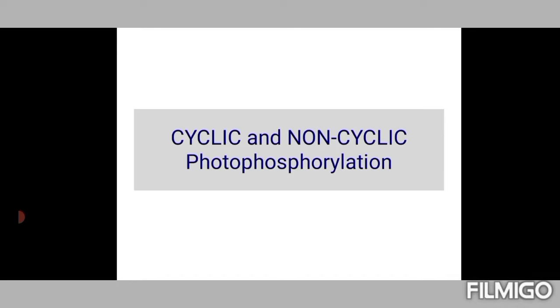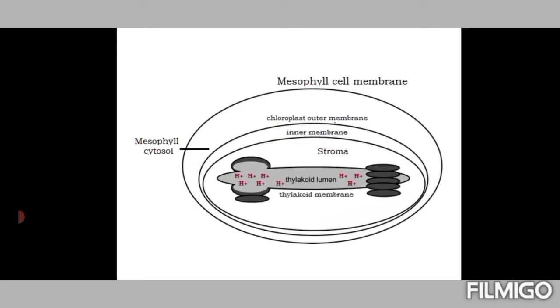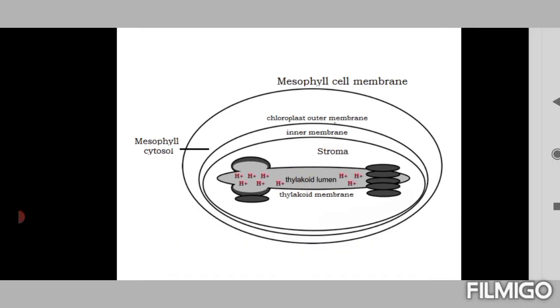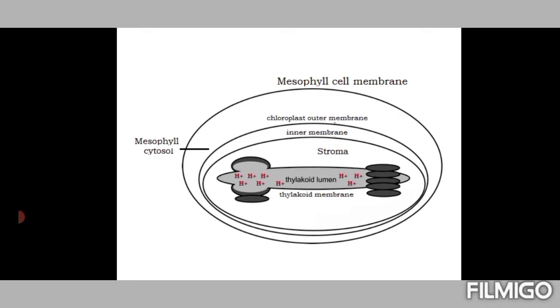Now, one of the basic ideas of how cyclic and non-cyclic photophosphorylation result in ATP synthesis is shown here. You can see the mesophyll cell membrane, the mesophyll cytosol, and inside it the chloroplast, outer membrane, inner membrane, stroma, and the thylakoid with its lumen. As far as ATP synthesis is concerned, cyclic and non-cyclic photophosphorylation specifically lead to accumulation of H plus ions inside this thylakoid lumen.